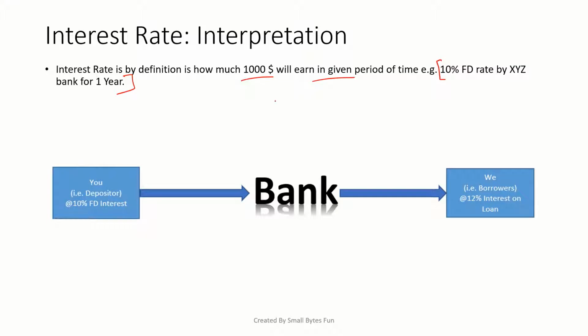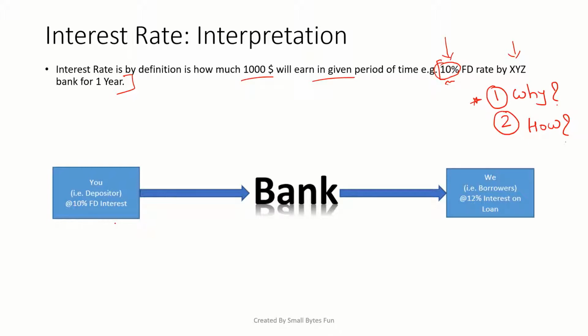With this statement, 10% fixed deposit rate by XYZ bank for 1 year, there are two questions that you should ask yourself. First question is why? Why is XYZ bank offering a fixed deposit rate? Second question is how? How exactly does the bank arrive at this interest rate? So let's start with the first question, that is why.